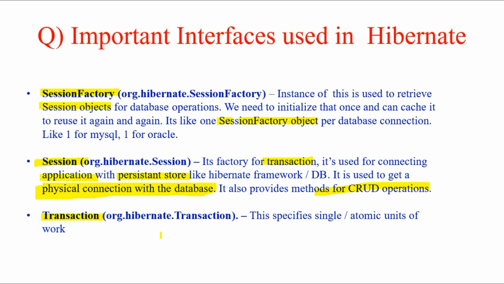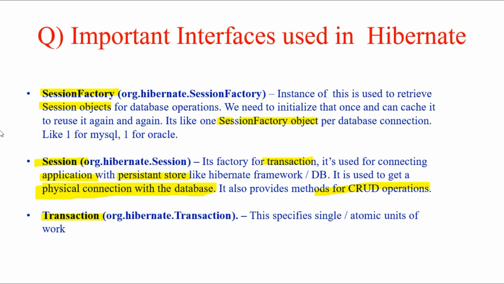Transaction. What is a transaction? A transaction is an interface which is used to specify a single atomic unit of work. So you know what a transaction is, right? I can start a transaction and do some particular CRUD operations. I create something, I read something from the database, I update something, I delete something. All these CRUD operations may be part of one transaction, and once it is done, I can commit it. If it fails, then I can roll back that particular thing.